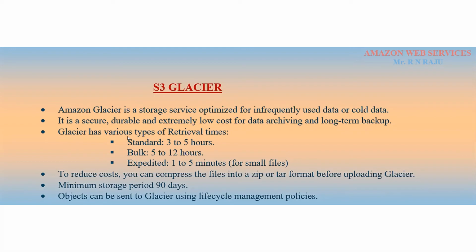So Glacier has various types of retrieval times. Standard 3 to 5 hours, bulk 5 to 12 hours, and expedited 1 to 5 minutes for small files. Okay. So first I will explain what is the use of Glacier. Actually Glacier is one kind of storage class, like Standard-IA, Intelligent-Tiering, One Zone-IA, Reduced Redundancy, and Glacier. But why is Glacier again a separate service? Actually, Glacier is designed for long-term backups only.